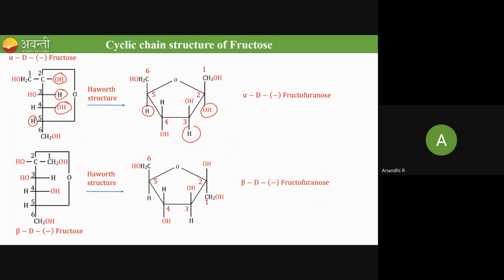So what is the difference between alpha and beta? Here the OH will be in the bottom position, and in the beta form the OH will be in the top position. So the same difference. Got it? And why do we call this structure fructofuranose?